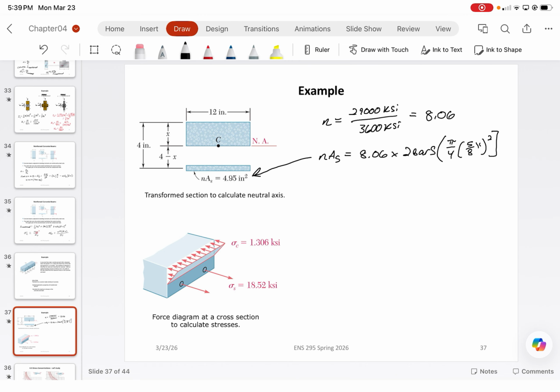Any questions about the bars at all? I just want to make sure everyone follows. I know not everyone's a civil engineer, so I just want to make sure.